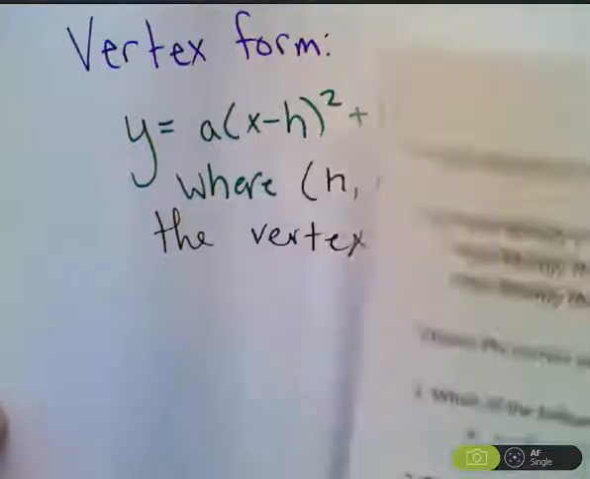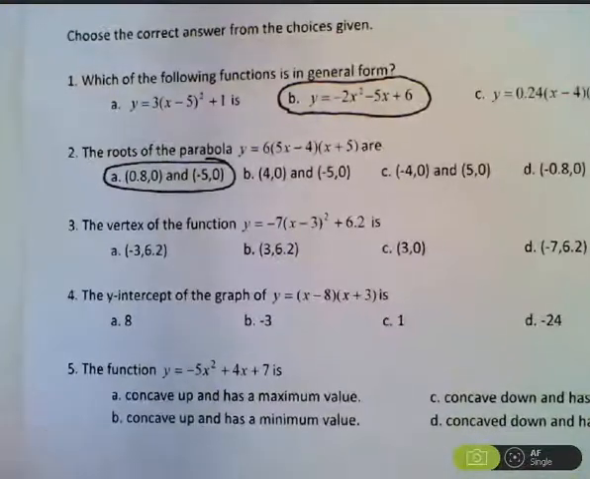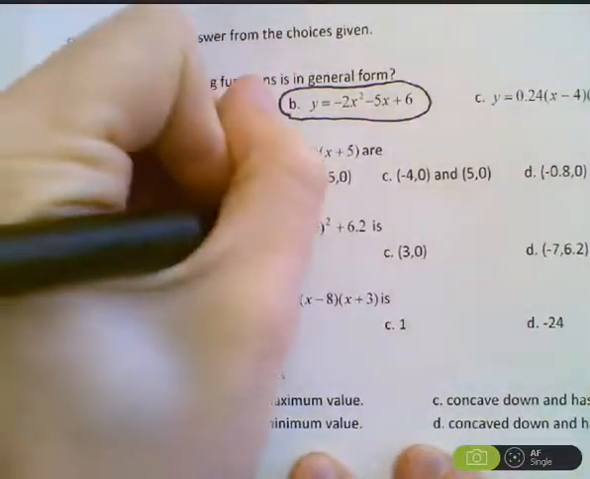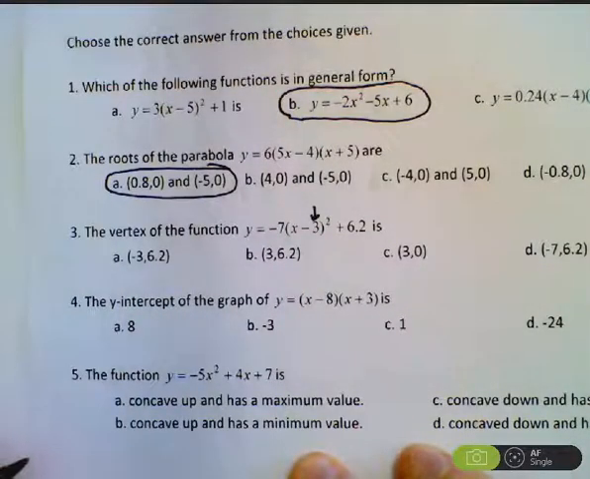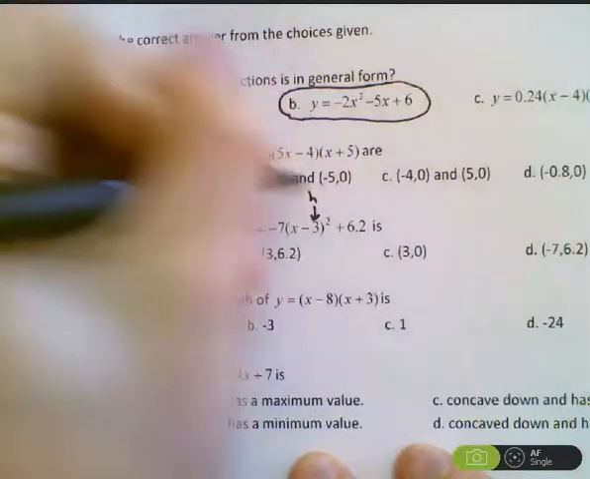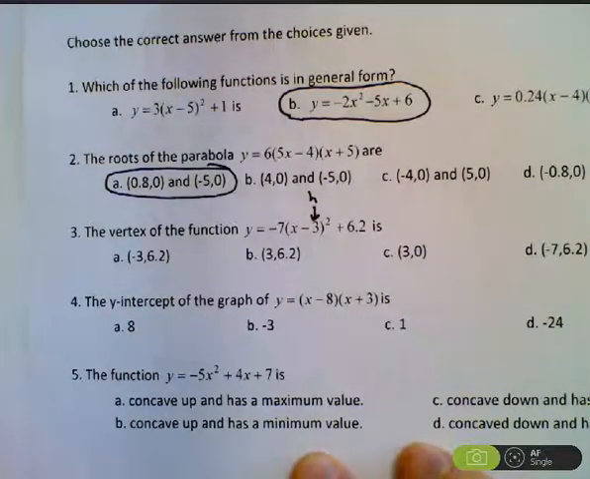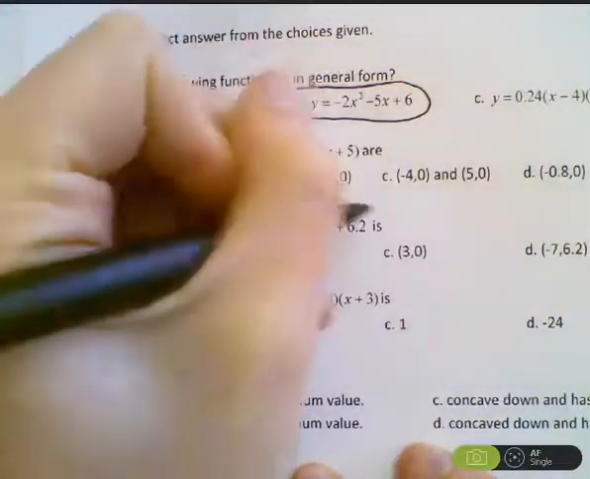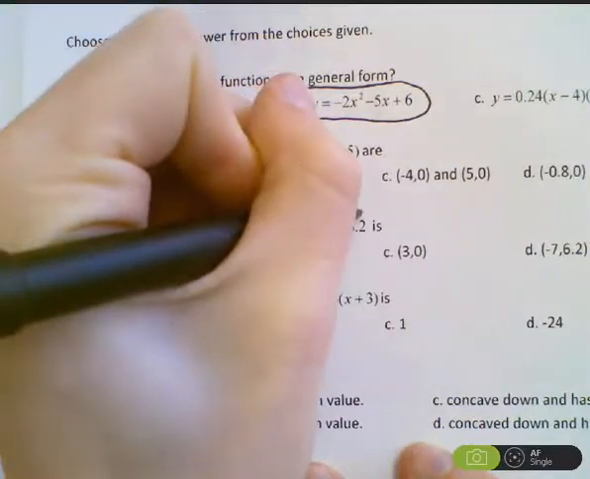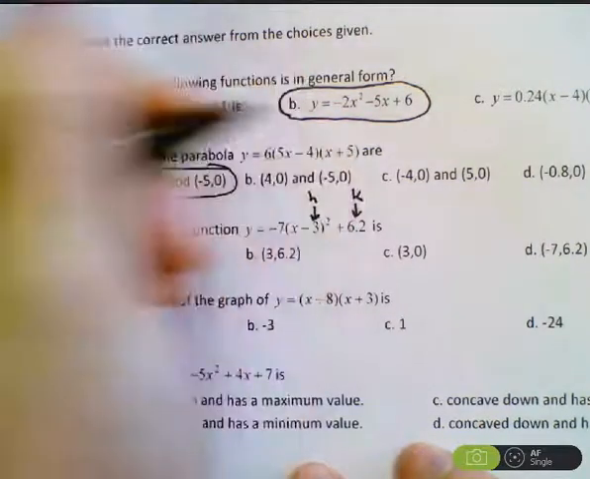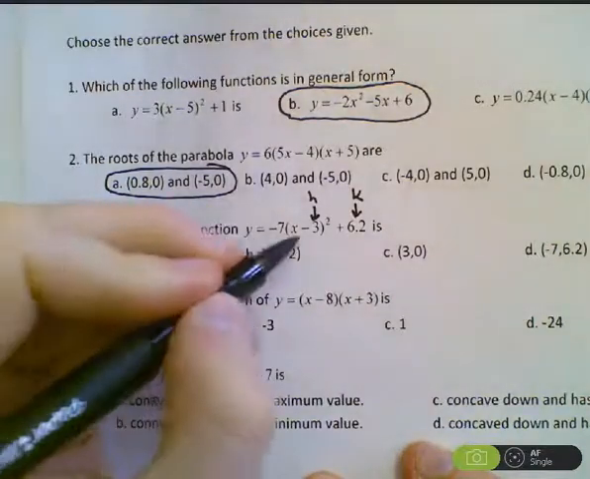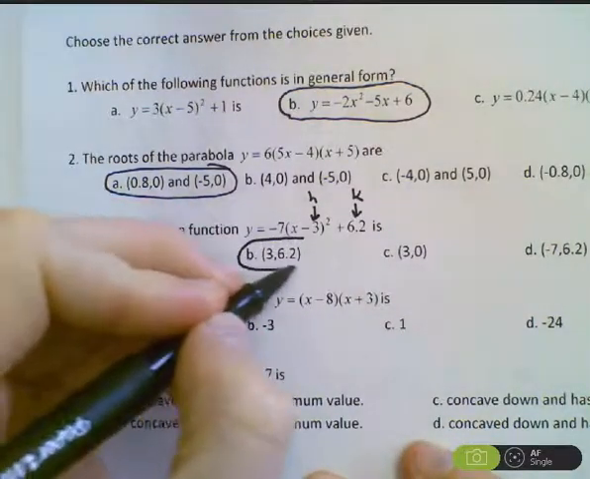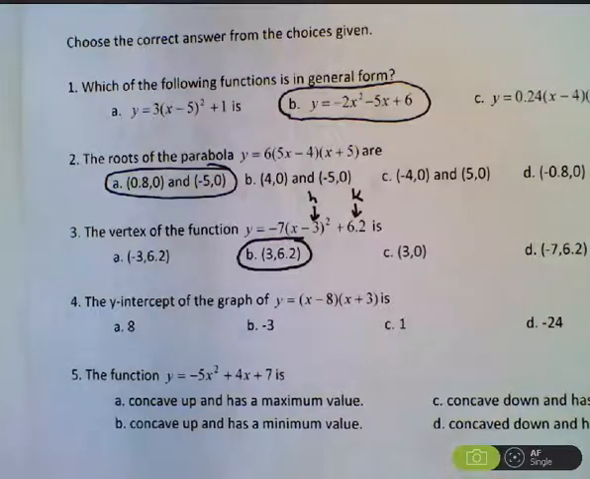So going back to number 3, 3 represents h, so 3 would be the x value for the vertex, or the h value for the vertex, and 6.2 represents k, which is the y value of the vertex. So 3 comma 6.2 is the vertex, which tells me that option B is the correct answer for number 3.